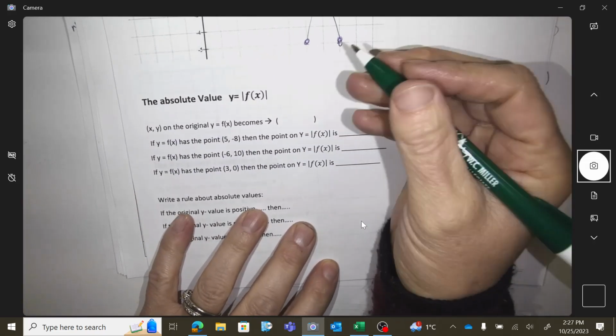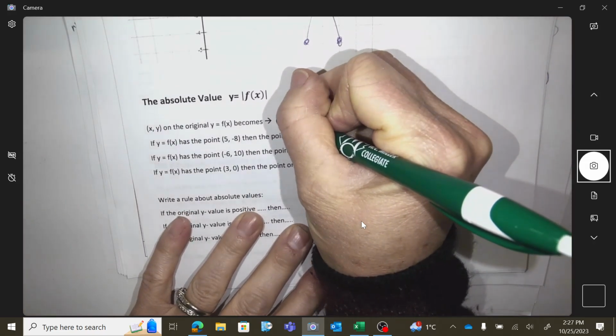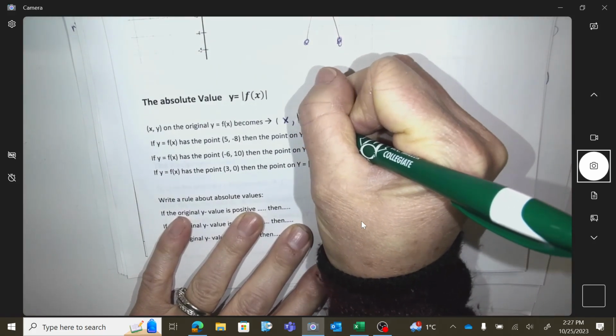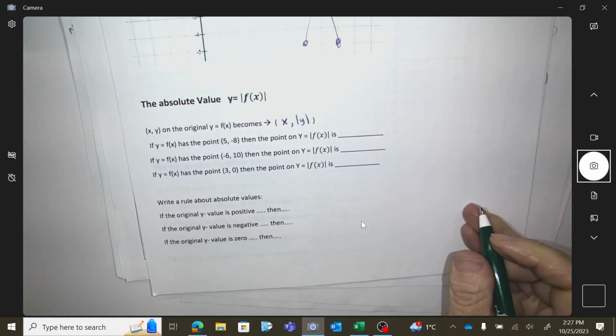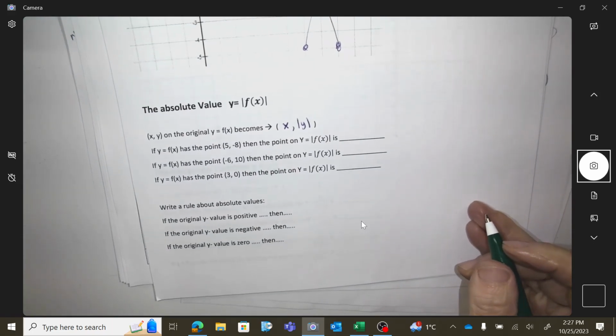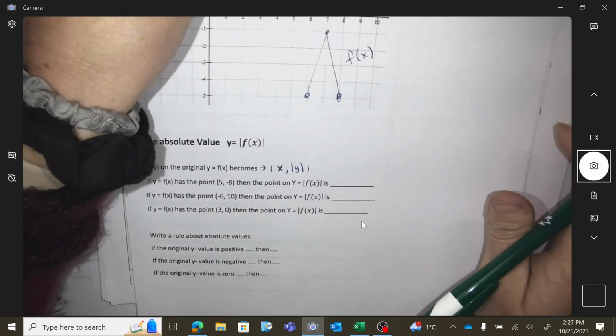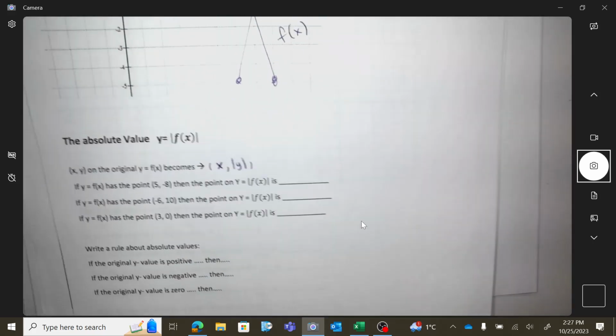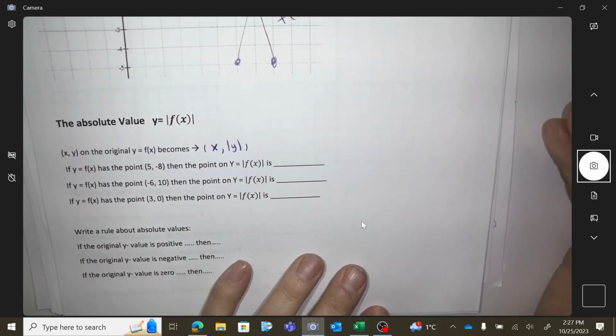So here's what happens with absolute value. Nothing happens to x, and the y's get absoluted. So here's what we did in grade 11, since you apparently don't remember.